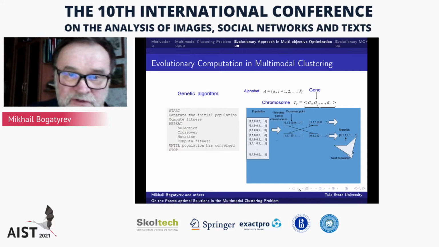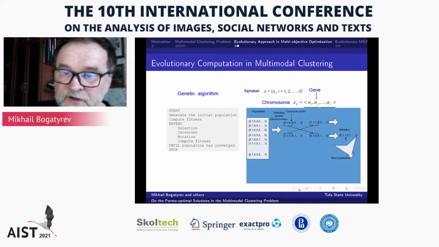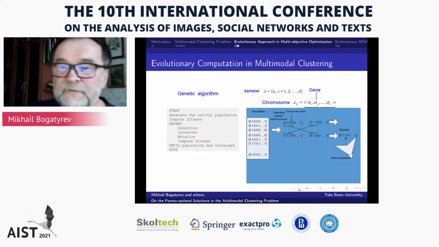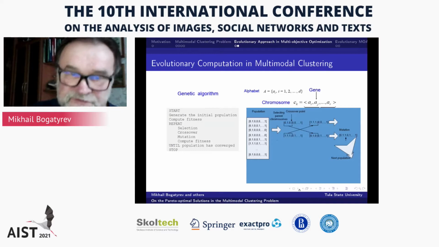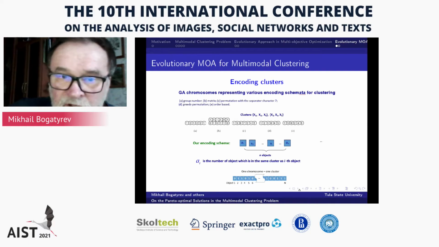Here, the classical genetic algorithm is illustrated. As I mentioned, it has biologically inspired elements such as gene, chromosome, alphabet, mostly binary, but not strictly binary. And many genetic algorithms are known today, and this direction is still progressing and presenting new solutions with these algorithms. A very important and, you may say, crucial problem here is the encoding scheme. Every chromosome represents a solution, and for clustering we need to encode the clustering solution also.